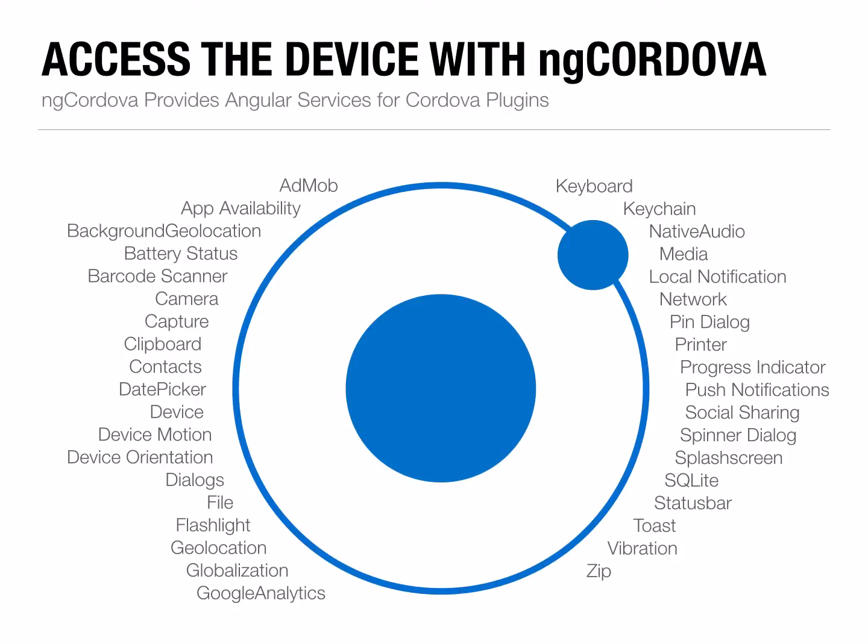So while I won't read all of the plugins out loud here, you can look at the slide. I'll tell you that some of the ones that I've used personally that I've found really useful or compelling are the camera, contacts, the device orientation, geolocation, local notification, push notification, social sharing, and vibration. And there's really a lot of great stuff in this companion library, so definitely check it out.